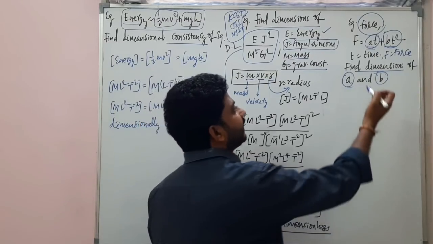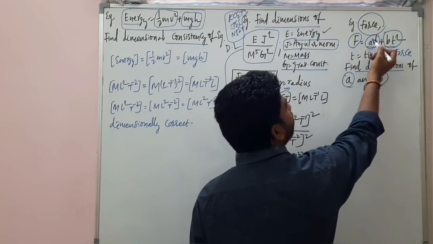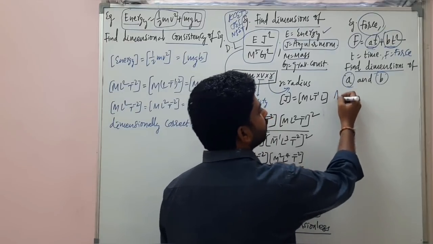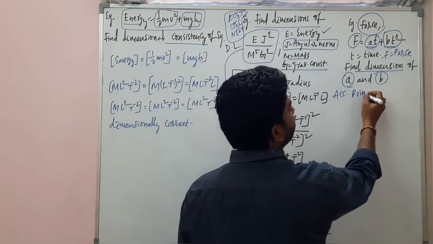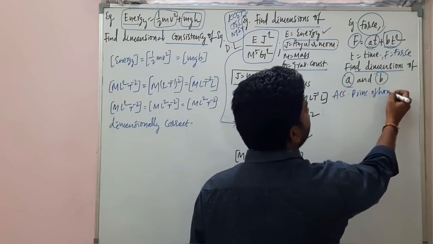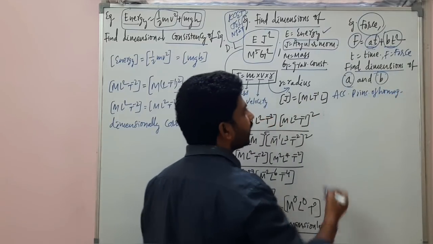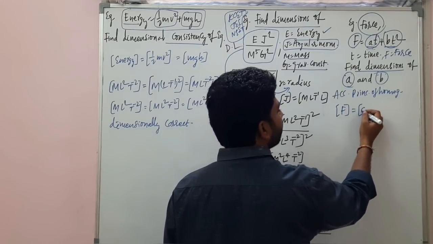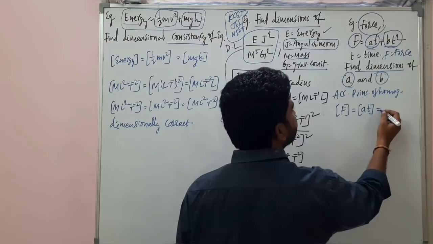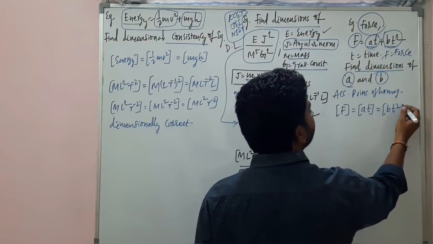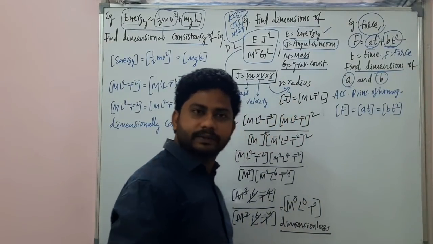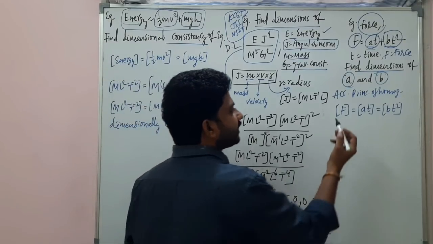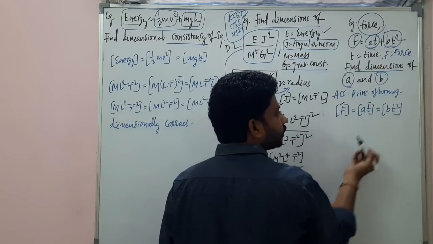The dimensions of this must be equal to the dimensions of this, which must be equal to the dimensions of this. So according to the principle of homogeneity, I can write that the dimensions of force is equal to the dimensions of A into T, which is equal to the dimensions of B into T square. Alright? Clear? Now, force dimensions you know and time dimensions you know.